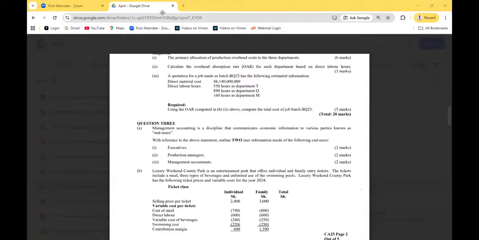Production managers, cost control data, right? Good.